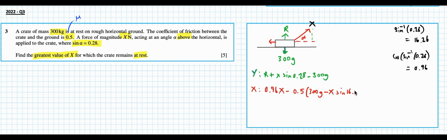So R is equal to 300g minus X sine 16.26, or again 0.28. Have a quick look at that yourself if you want. That aspect in brackets is just R substituted in. So 1500 plus 0.14X. So bring your X's together, you'll get 1500 divided by 1.1. X is equal to 1,363 point dot dot dot.